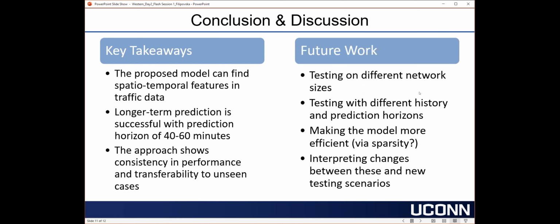In future work, we would like to test potentially on different network sizes and see if there's any improvements or changes in performance, test with different historical and prediction horizons, help in making the model more efficient, and also learn how to interpret the changes between these scenarios that we tested and other new testing scenarios, to understand what type of traffic dynamics really impact the performance of the model and how often they need to be retrained in order to be useful.